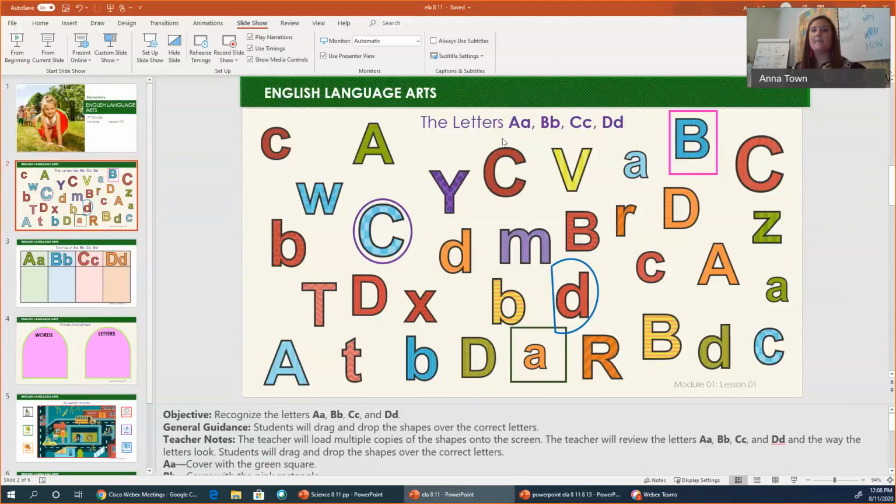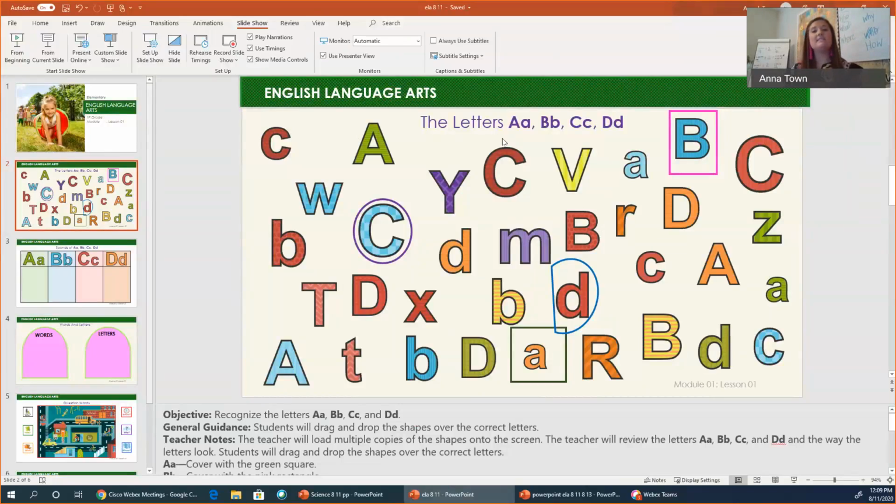Now you say A, B, C, D. A is a vowel and it makes two sounds: A, which is the long sound, and A, which is the short sound. We're going to be using it with A for right now. B goes B. So let me hear you say A. B, B, B, B.